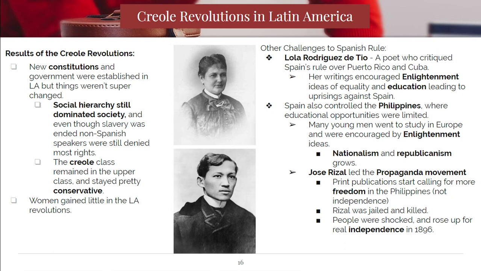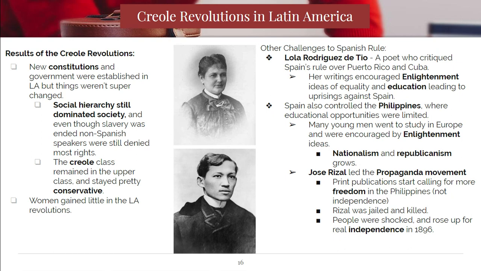Spain also controls the Philippines at this time, and educational opportunities there are actually limited, especially for native Filipinos. And so, if they want to get educated, they go to Europe, and while they're there, they are exposed to these Enlightenment ideas. They come back, bringing these ideas with them, which leads to growing nationalism and republican democratic movements in the Philippines.